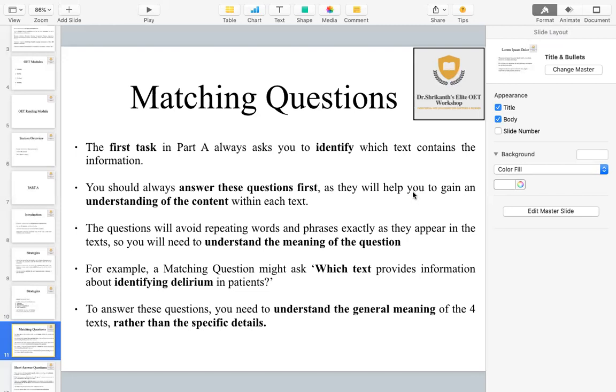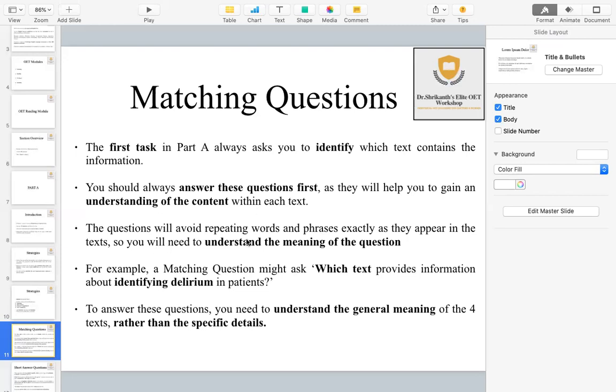And if this doesn't work for you, that's fine, because every individual is different. What works for one student may not necessarily work for another student. So just find out what your comfort zone is, what your comfortable strategy is, and do that accordingly. My advice is to always do the matching questions first, because if you do this, you'll get an understanding of the content. You don't have to spend a lot of time because you're already scanning through all the four texts, and then you get familiarized with it.